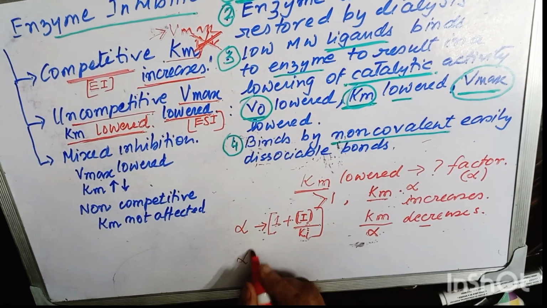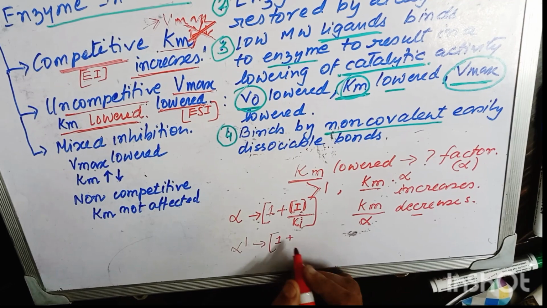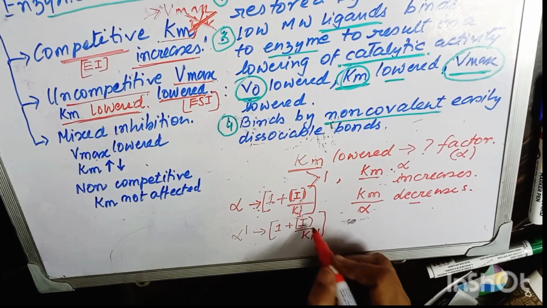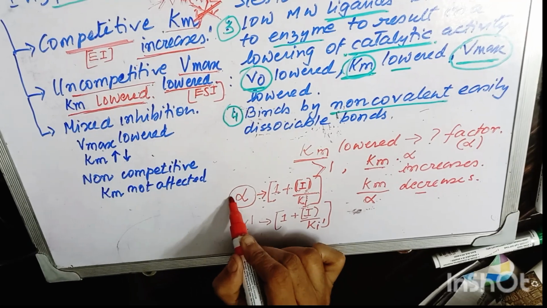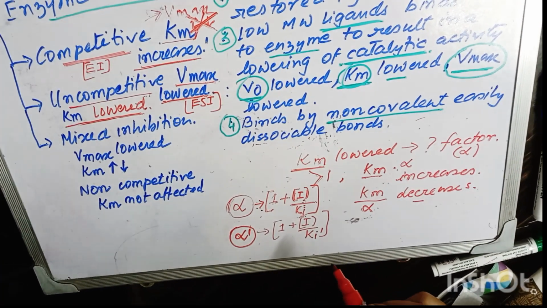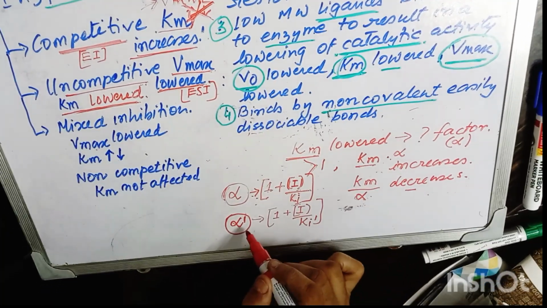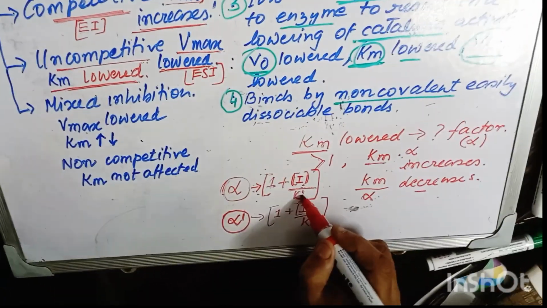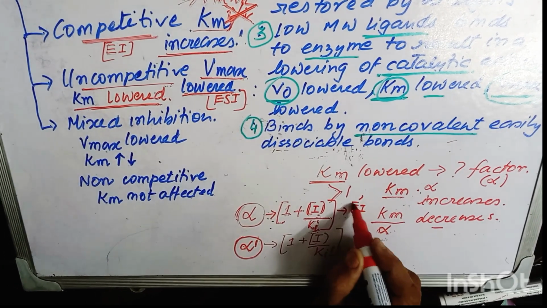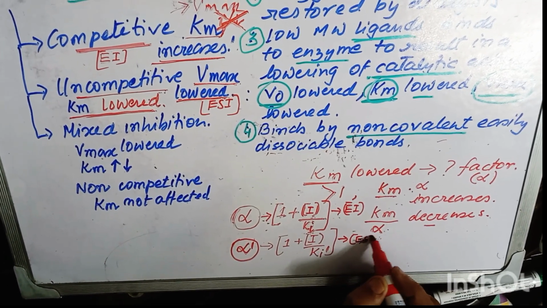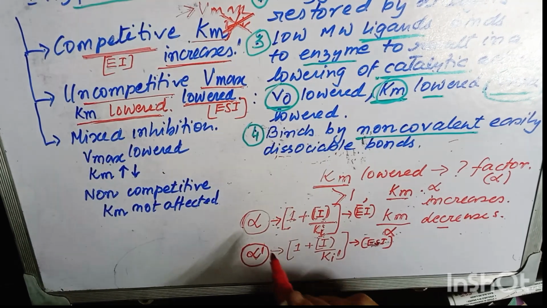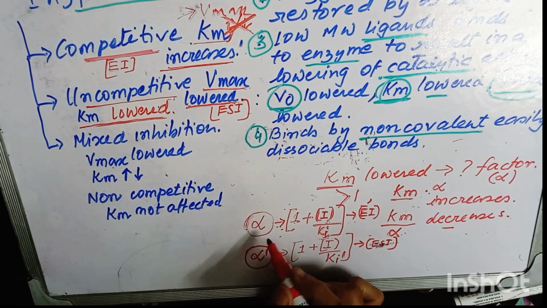Or alpha dash is 1 plus I by Ki dash. Now you'll ask me why these two different alphas. This is for competitive inhibition and this is for uncompetitive inhibition, where the uncompetitive inhibitor binds to the ES complex. So here it's a different rate constant. Ki is for the inhibitor binding to the enzyme forming the EI complex, and this is for the ESI complex, enzyme substrate inhibitor complex. That is alpha dash. Both alpha and alpha dash are different, but both are factors greater than 1.